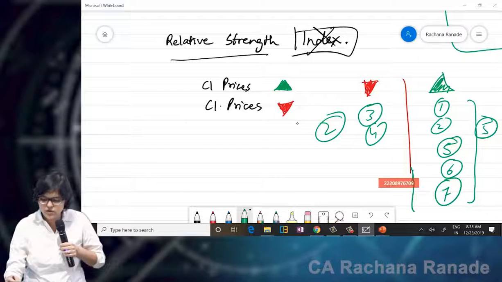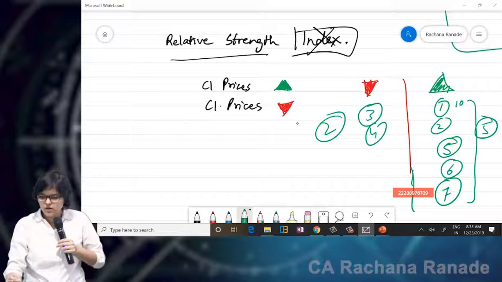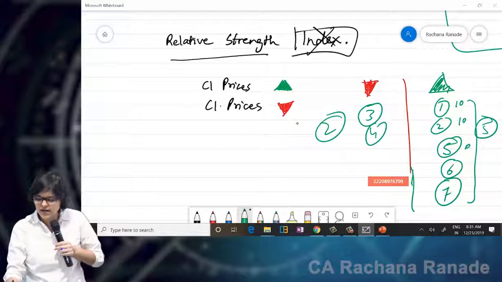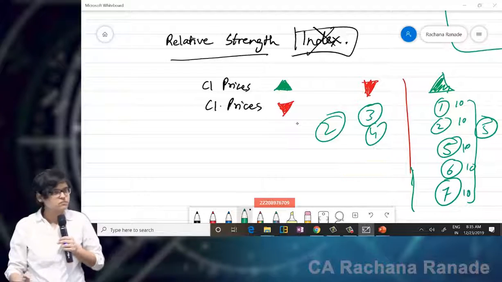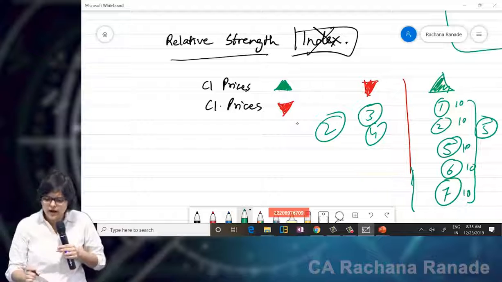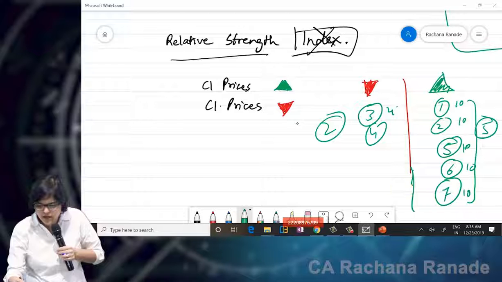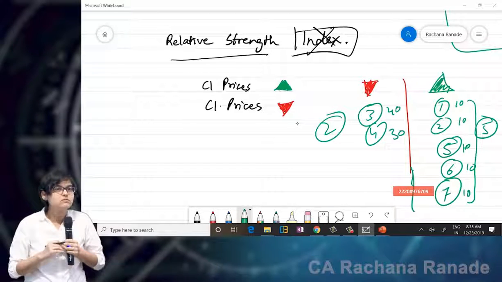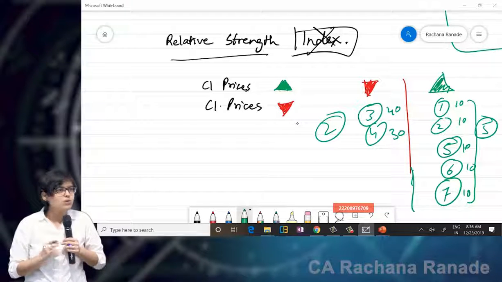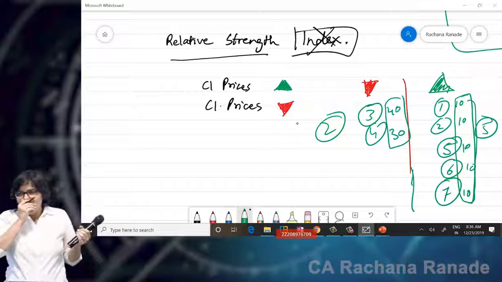For example, it closed 10 points above as compared to the opening. For simplicity, every day it closed 10 points above. Out of 7 days, 5 days it closed above by 10 points, and only 2 days it was down. It went down by 40 on one day and 30 on the other day. Who won? Bulls or bears? Bears won. Why? Here the total is 50, and here the total is 70.